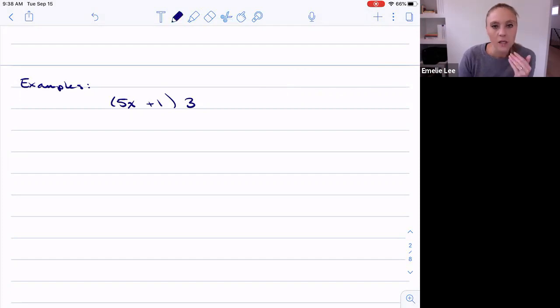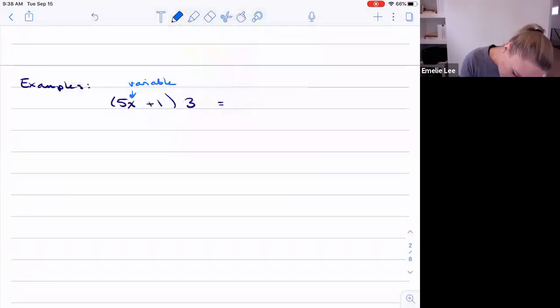So all these rules still apply, even though we've got some numbers and some variables, or one variable. X is a variable because we can put anything we want into x and it'll still be true. So we can still work with 5x as one unit. So if we expand this, then we remember, okay, well, 3 multiplies the 5x.